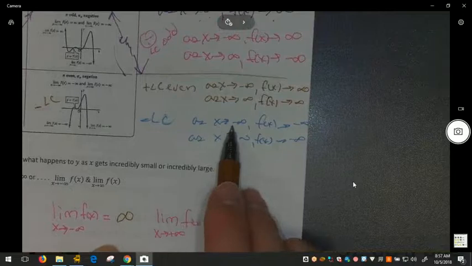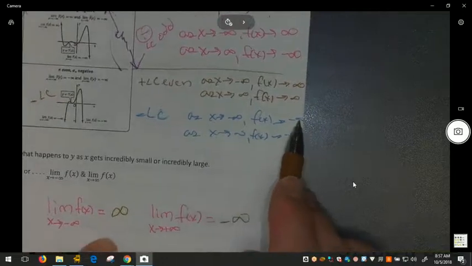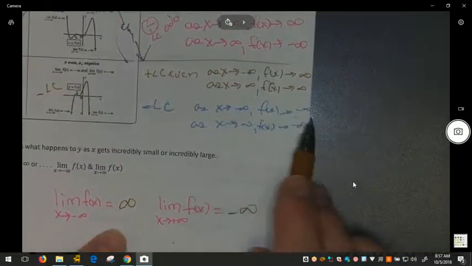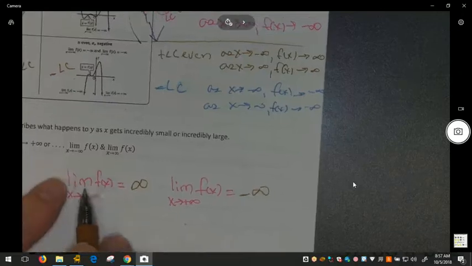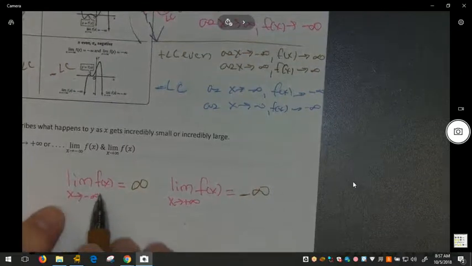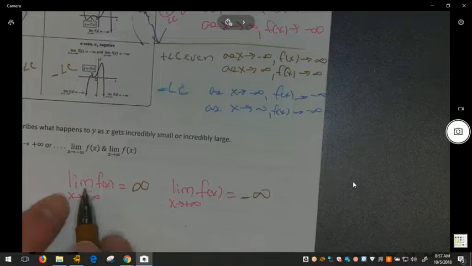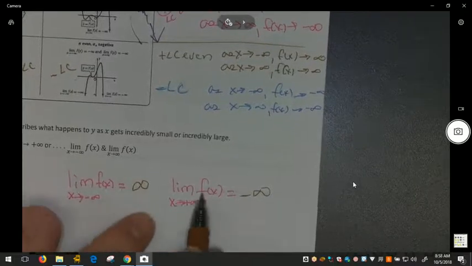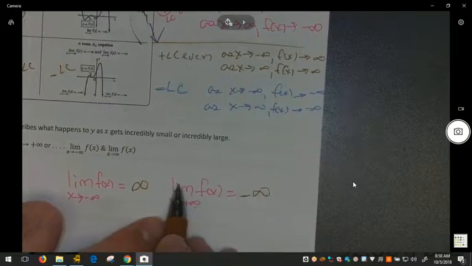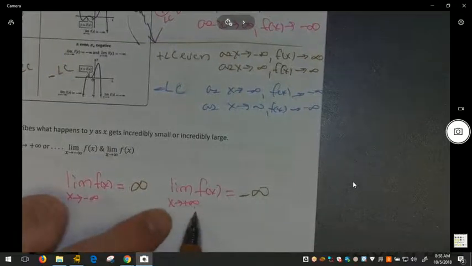Instead of saying "as x does this, f of x does this," instead of writing out that long sentence, we're doing the limit of f of x, with the subscript, and this is saying as we go left. So we're saying what happens to the height as we go to the left. Limit of f of x as x approaches positive infinity. What happens to the height as we approach positive infinity?